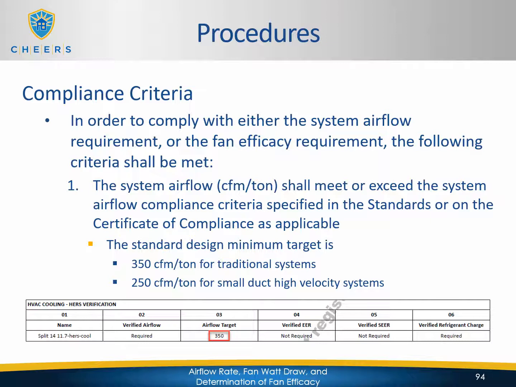If the performance modeling was used, we need to look at the certificate of compliance to verify that there's a value other than 350 or 250. Here at the bottom is where we would find that. If you open the PDF of the CF1R, you'll scroll down until you get to the HVAC cooling HERS verification section, and there in column number 3 you will see the airflow target. This one does just happen to be the standard design for a traditional system, and so that's what we would be comparing to. We need to be equal to or better than that value with our airflow result.